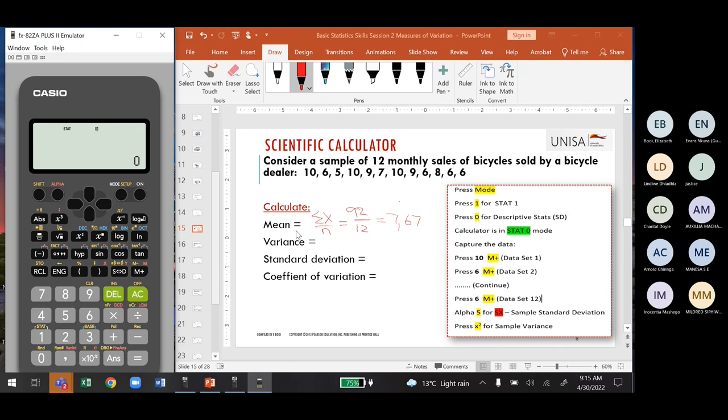So how do we calculate the rest of these other things? We're going to start with the standard deviation. The first one you need is the standard deviation, because on the calculator, under the menu that you have on the VAR, you have the standard deviation, not the variance. So we're going to calculate the sample standard deviation, because they told us this is a sample of 12 monthly sales. So it means we're going to press number four. If they had said, consider a population of 12 monthly sales, then we would use the population standard deviation.